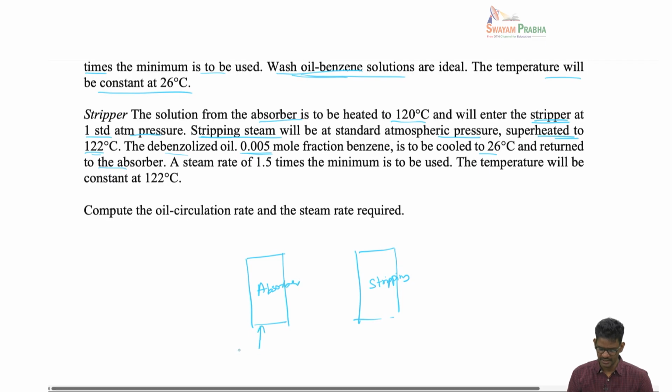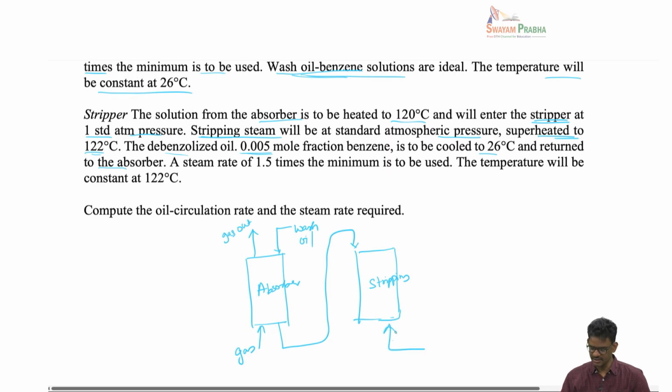So here gas goes in, and the gas is cleaned of benzene. So here the wash oil comes in, leaves here, but enters the stripping column. Okay, maybe not like this, it will probably go like this. Okay, now you have stripping with another gas.